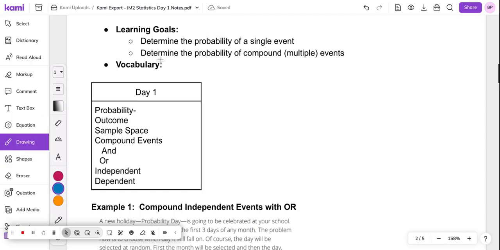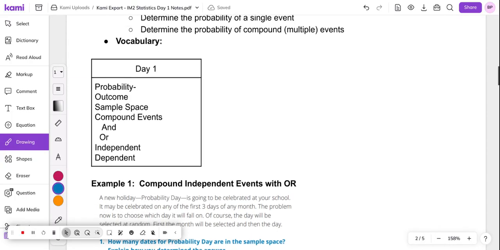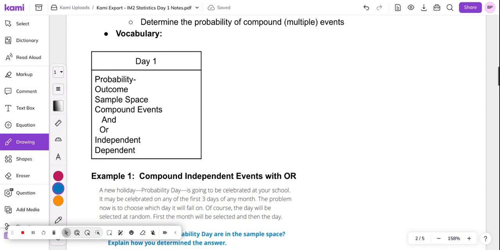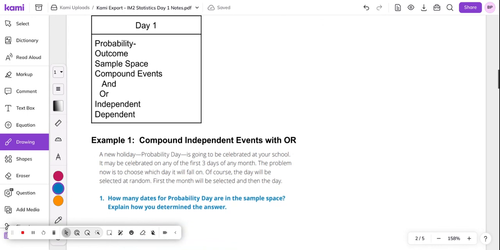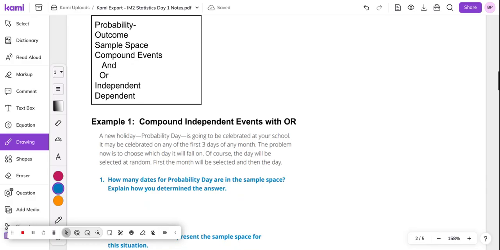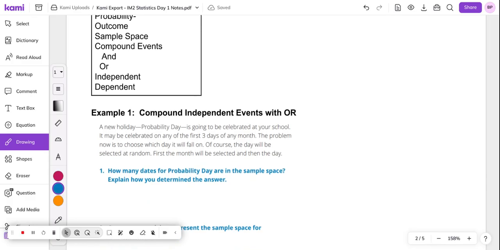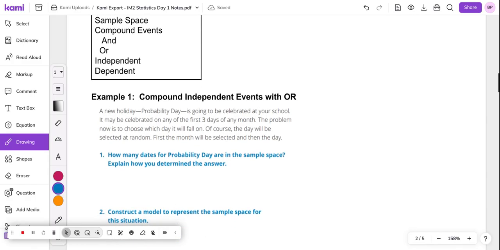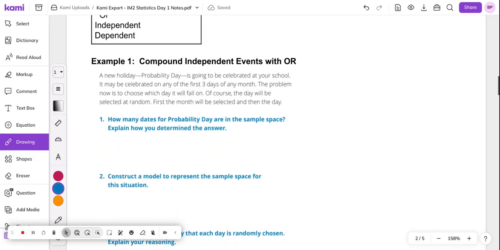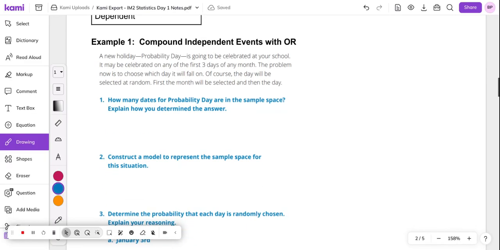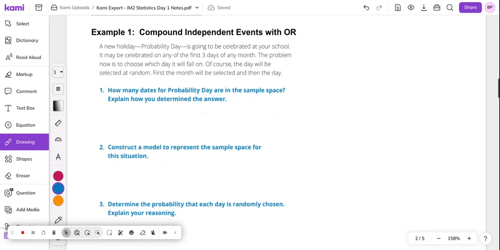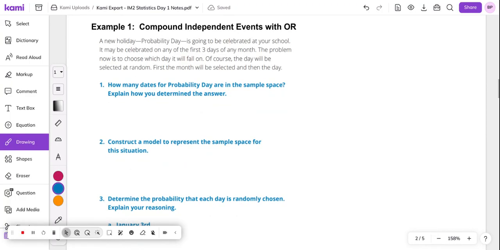All right, now read through learning goals, read through the vocabulary. There's a lot of stuff that you've already seen, such as probability, outcome, sample space, compound events with and or. That's going to be new. We didn't talk about that much in IM1, but let's push forward. So on to example 1, compound events with and or.